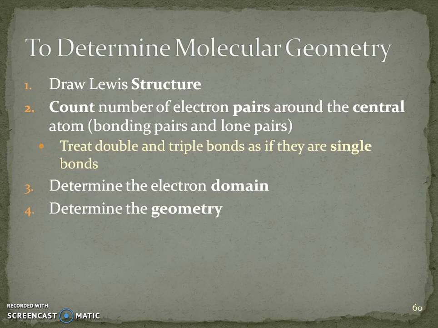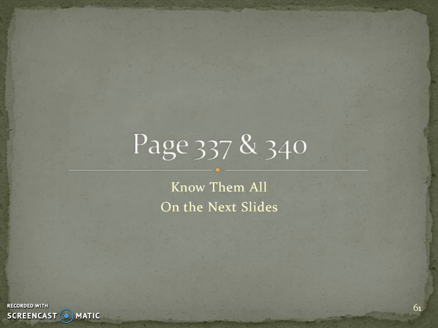So how do we determine the molecular geometry? Well, first, we're going to draw the structure. You're going to count those pairs on the central atom as bonding or lone pairs. We're going to treat double and triple bonds as single electron domains. We're going to determine how many electron domains there are, and then determine the geometry.